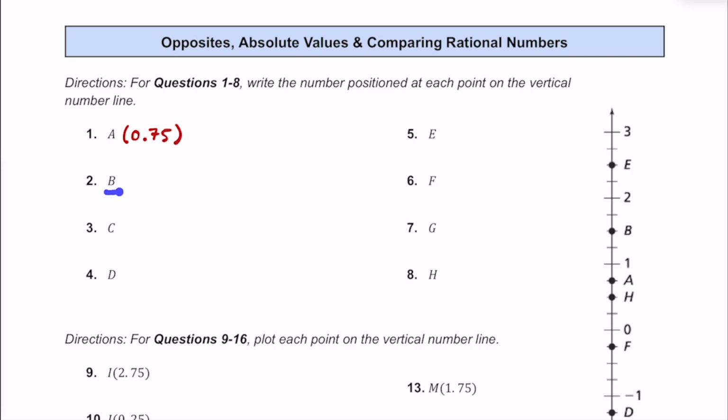Now for number 2, we have B. Now B is located right over here. That is right halfway between 1 and 2. So right in the middle, that would be at 1.5 or positive 1.5. I'm going to write it as 1.5 here.